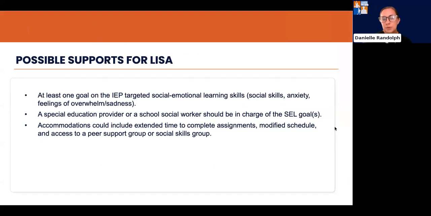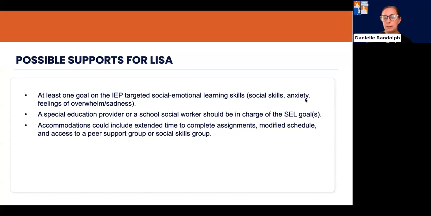So what are some possible supports for Lisa? I would honestly sort of start with one goal, a social emotional learning goal that would really incorporate social skills training, looking at that anxiety piece and working through those feelings, and really talking about the feeling of overwhelm and sadness. It seems like she has some low self-confidence. She has great abilities, but doesn't really feel confident in those abilities. And so being able to work with a school social worker or a special education provider or both, who would be looking at this goal and working on these skills to really just help her be in a better place and learn skills that she can utilize now in school, but of course in the future as well.